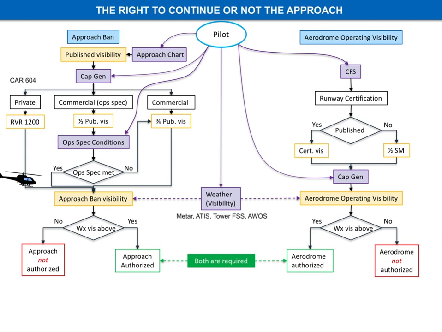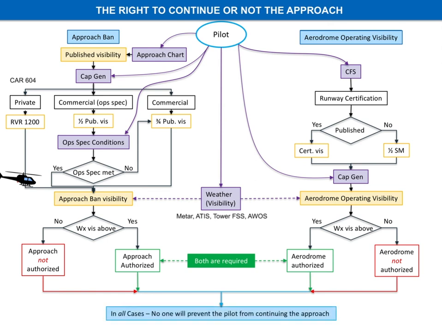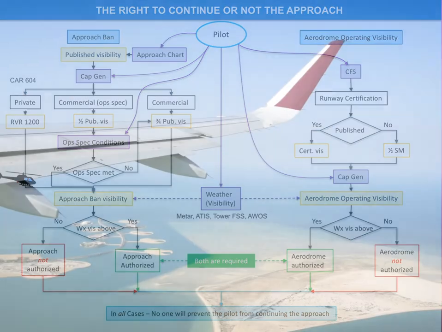A major regulatory issue persists in Canada. In all cases, nothing or no one will prevent the pilot from continuing the approach. No one will mute the approach radio signal or will turn off the runway lights. No one will roll back the runway to close it completely. ATC will clear the pilot for the approach and will clear to land regardless of whether the approach was prohibited or allowed.